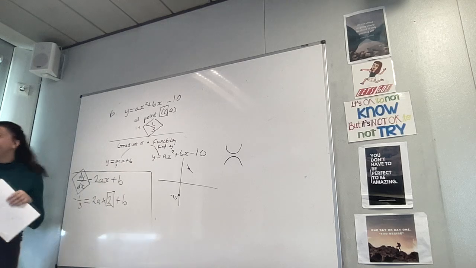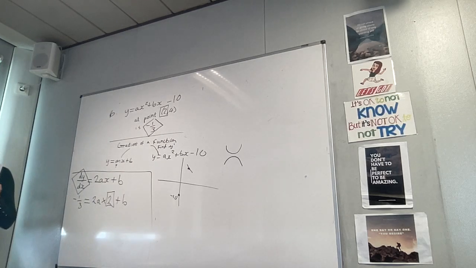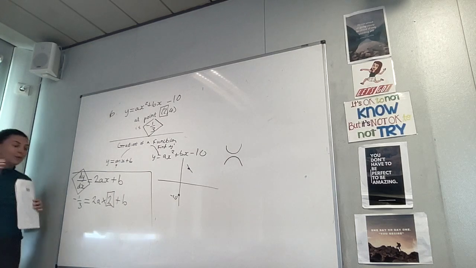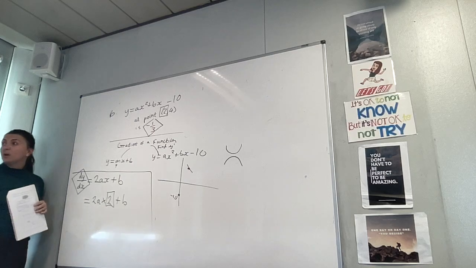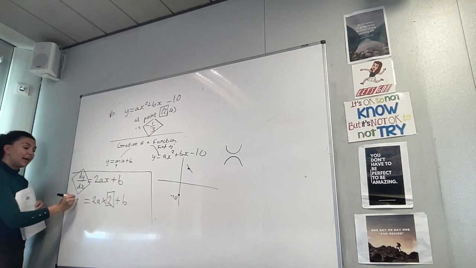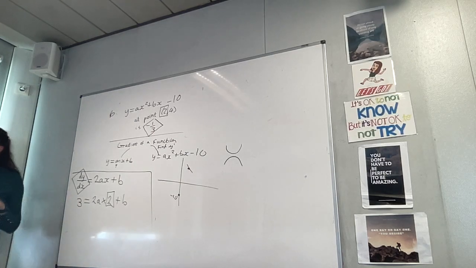Yes? The minus 1/3 is the gradient of the normal. The gradient of the normal. Fantastic correction. So well done. So it actually shouldn't be minus 1/3. Thank you for the correction, because that would have gone really wrong. That actually should be 3. Do you agree with that?